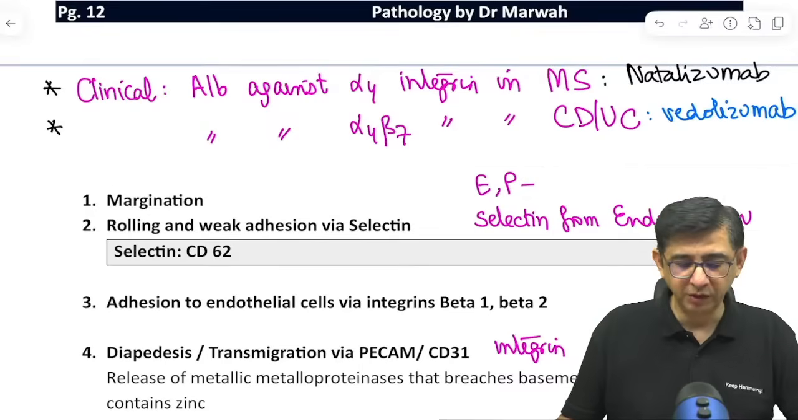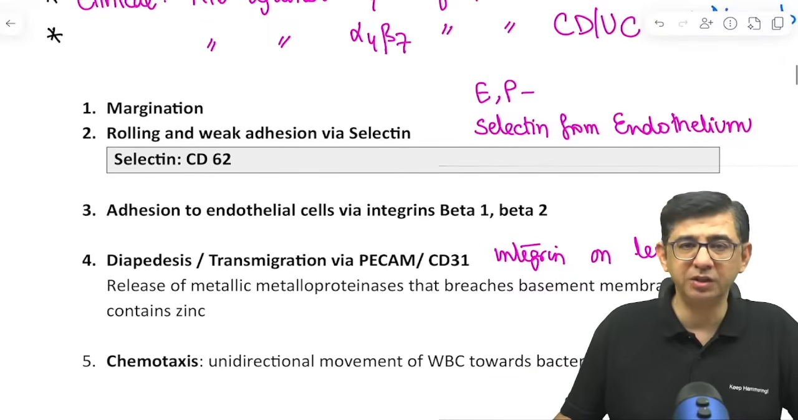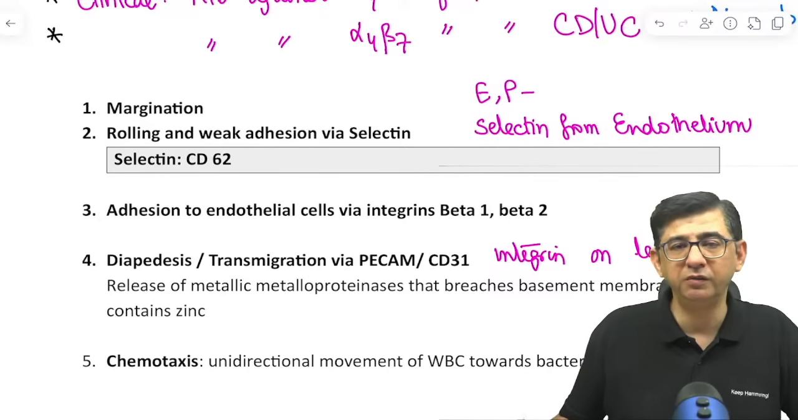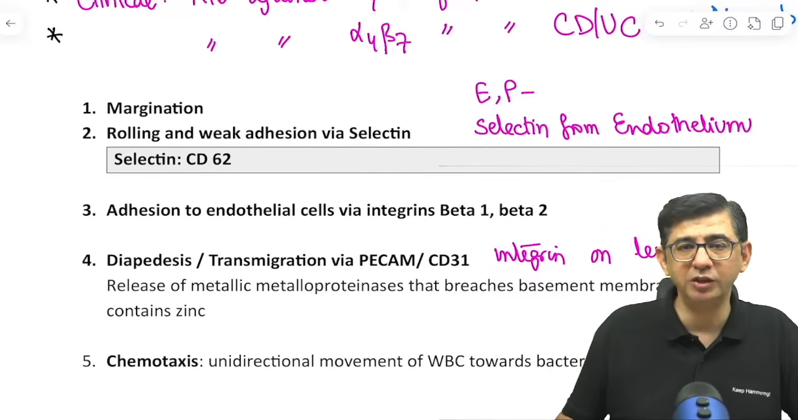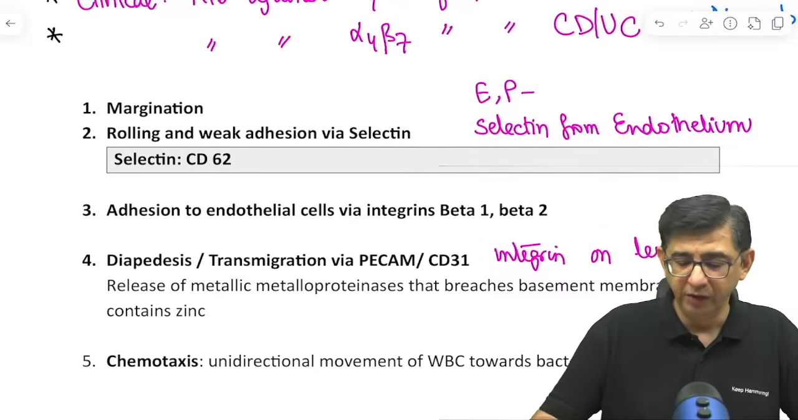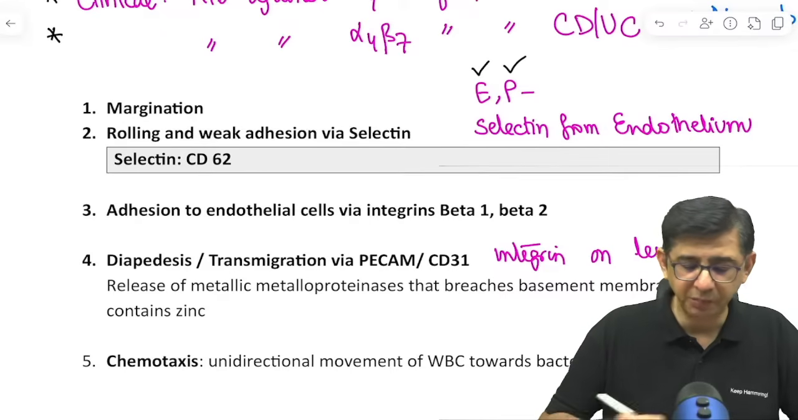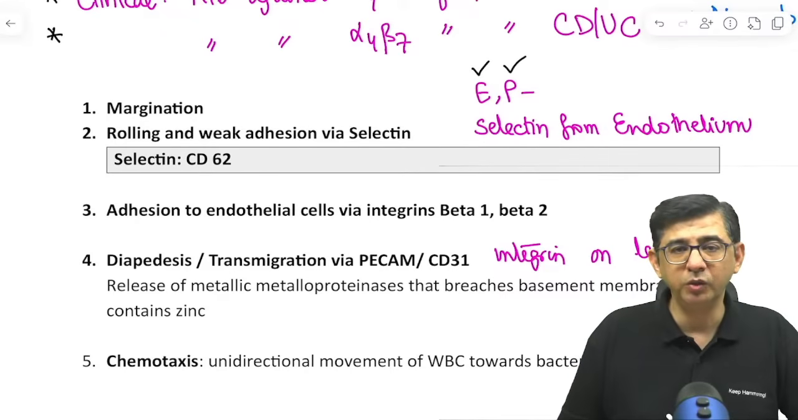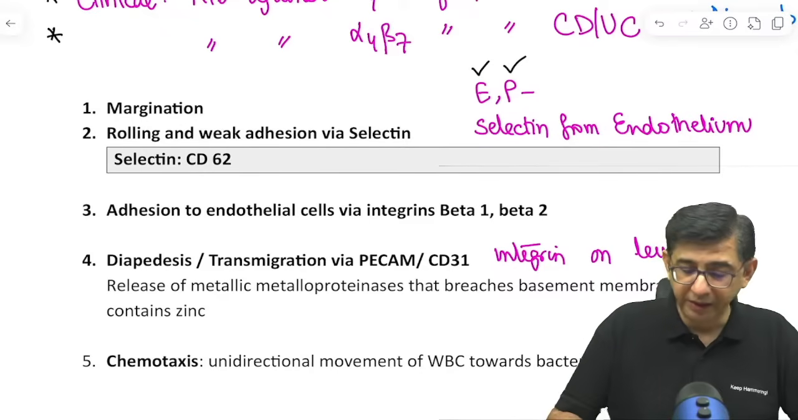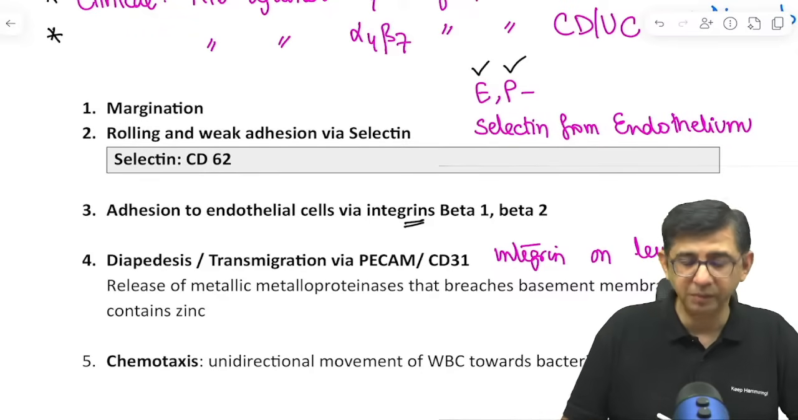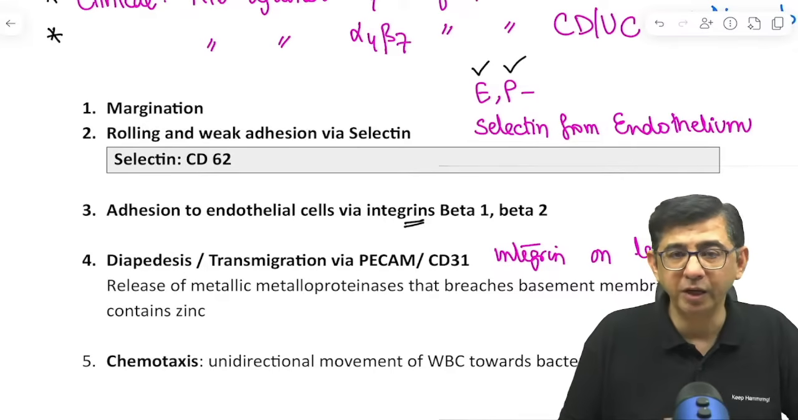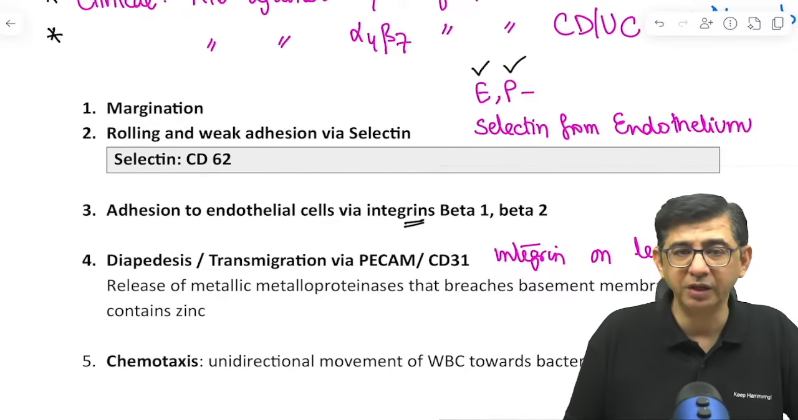Now we focus on the individual aspects, that is margination, where the cells are going towards the periphery, then rolling and weak adhesion via selectin. Selectin is the one present on the endothelial cells, called E-selectin as well as P-selectin. Then comes adhesion to the endothelial cells via integrins, that is beta 1 and beta 2, the integrin present on the security system. And after that is going to be diapedesis, which means there will be transmigration of the cells.